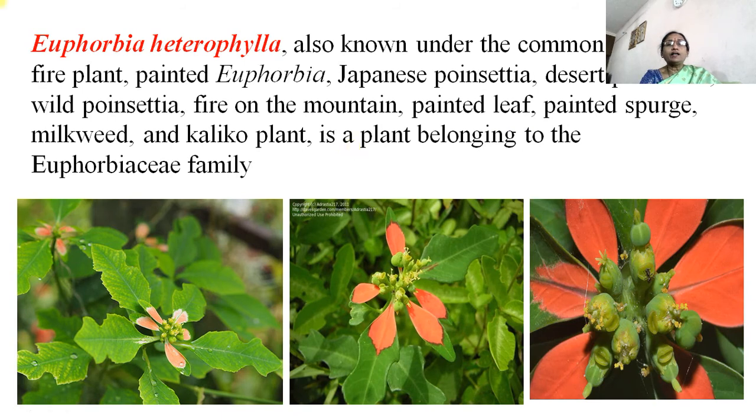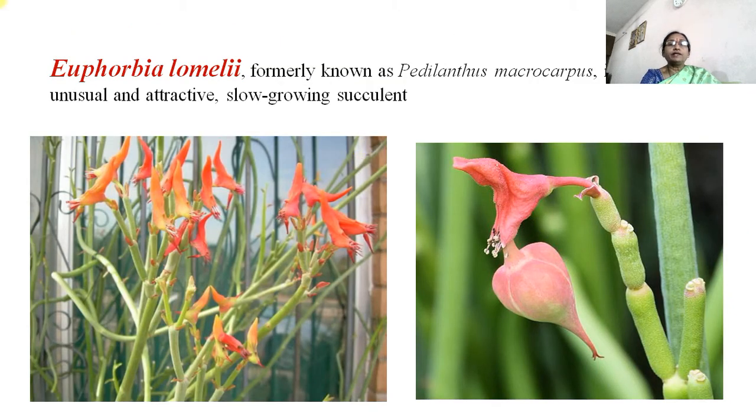Euphorbia heterophylla. Here two different types of leaves are there. At the apex, the leaves have two different colors. Some are all green leaves, and some are shaded leaves. Some red patches are found at the top of the branch, and that's why it is Euphorbia heterophylla. Then Euphorbia lomelii, formerly known as Pedilanthus macrocarpus. It is an unusual, attractive, slow-growing succulent plant.